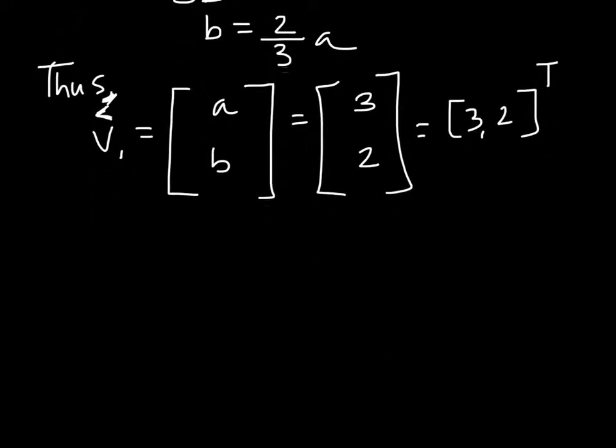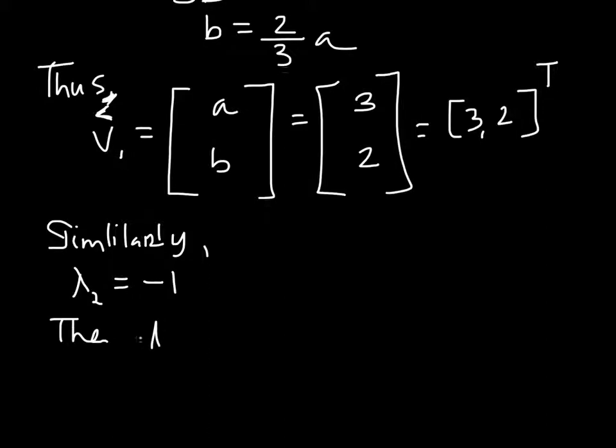Okay, so let's find the second associated eigenvector. Similarly, now we're working with our second eigenvalue. Our second eigenvalue was negative 1. So if lambda equals negative 1, then A minus lambda I, we're using the same equation, equals 0.